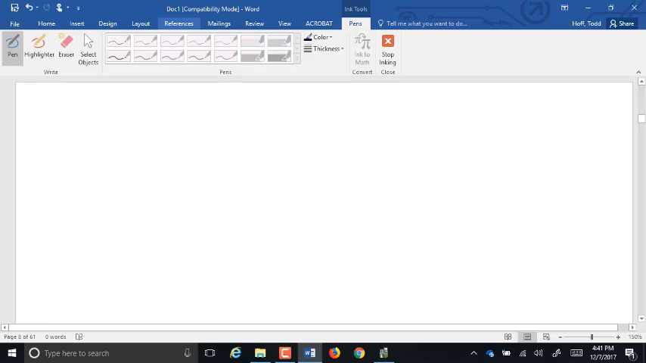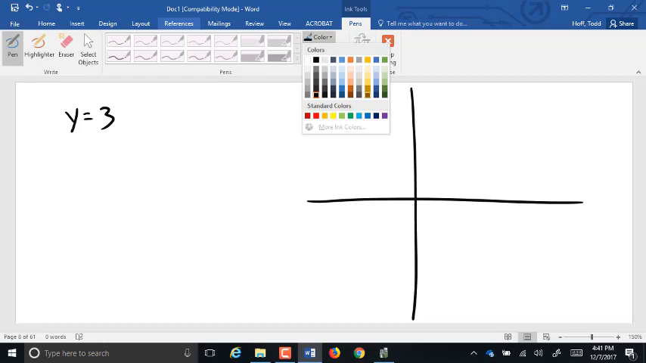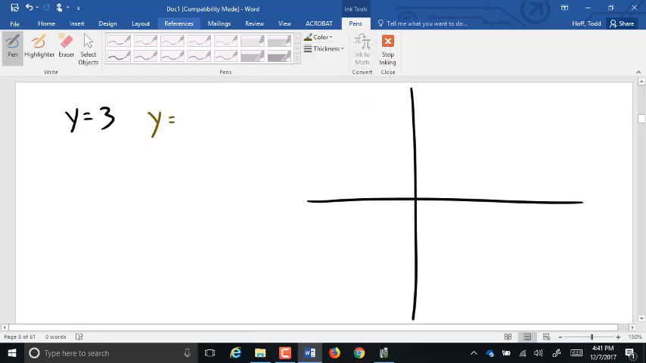What if I give you something like that? Y equals 3. We could think of that as y equals 0x plus 3, couldn't we? Of course, make that 0 over 1.